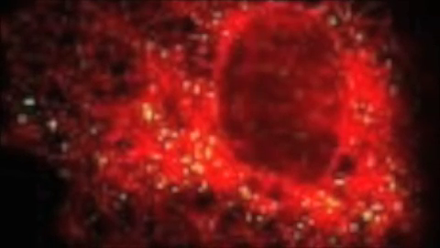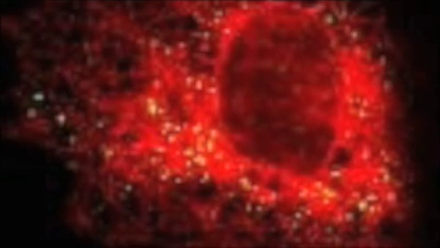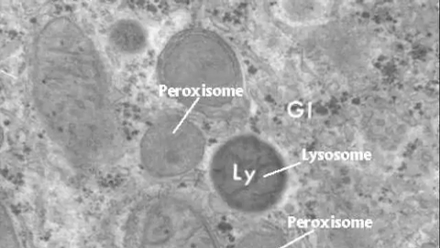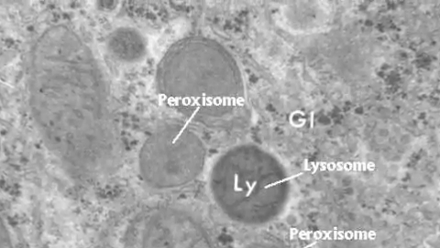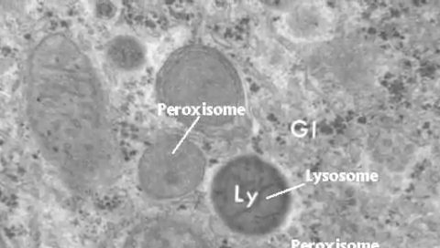Last but not least, there's an organelle called peroxisomes. These organelles are metabolic compartments bounded by a single membrane. These organelles contain enzymes that transfer hydrogen to water, producing hydrogen peroxide. Peroxisomes also contribute to the process of conversion of fatty acids to sugar.